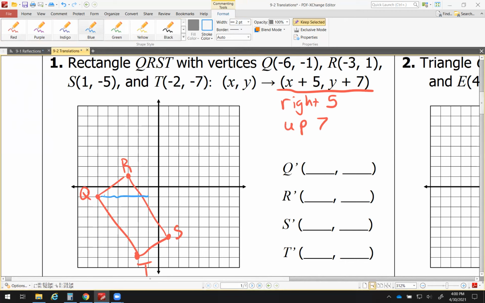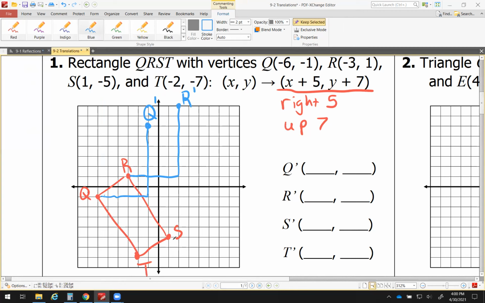1, 2, 3, 4, 5, 6, 7. And that would be Q prime. You don't have to draw these little horizontal and vertical bars every time. I'm just doing this for the first example as an illustration thing. So R would also have to move 1, 2, 3, 4, 5 to the right, and 1, 2, 3, 4, 5, 6, 7 up. There's R prime.